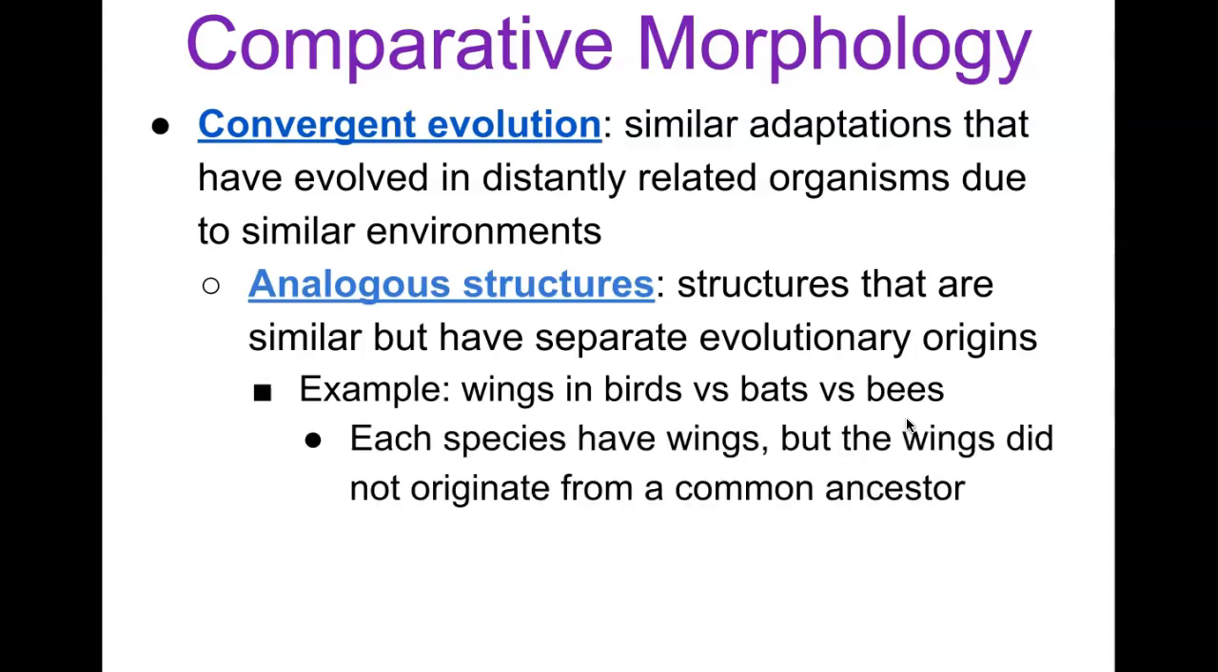So although each species, such as the bird, the bat, and the bees, have wings, the wings did not originate from a common ancestor. But they do serve that same purpose, which would be the purpose of flight.